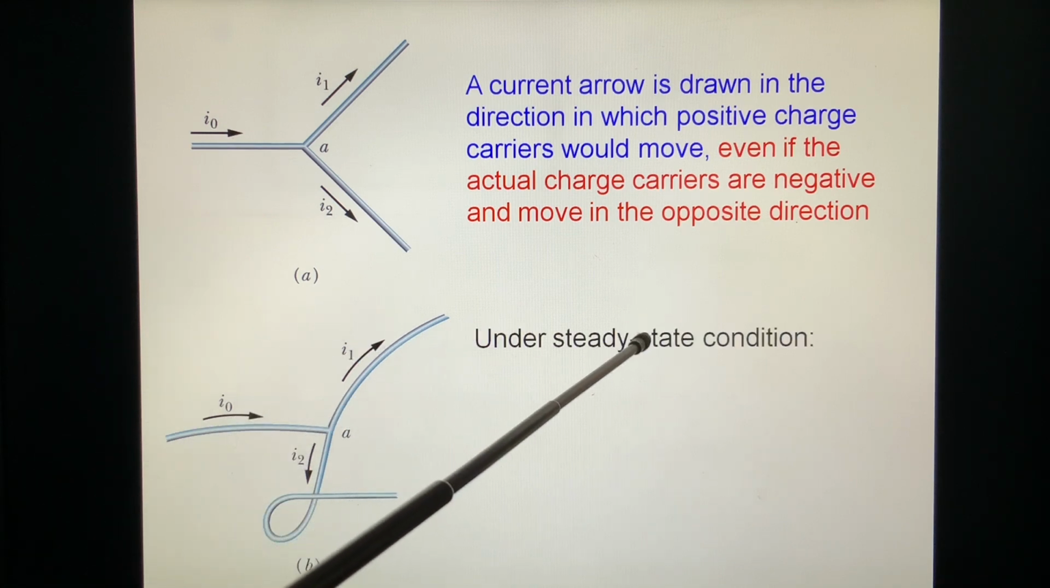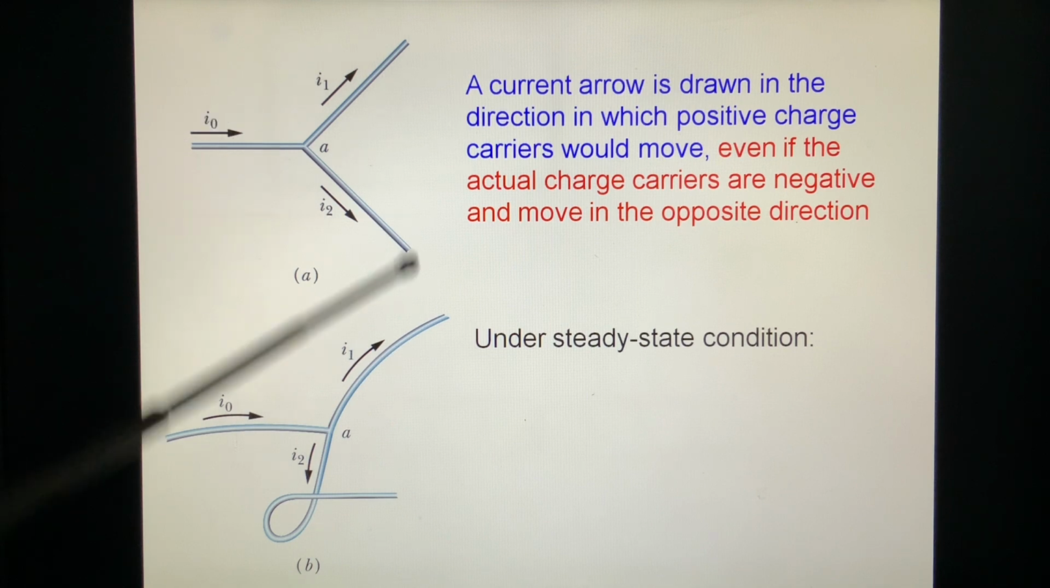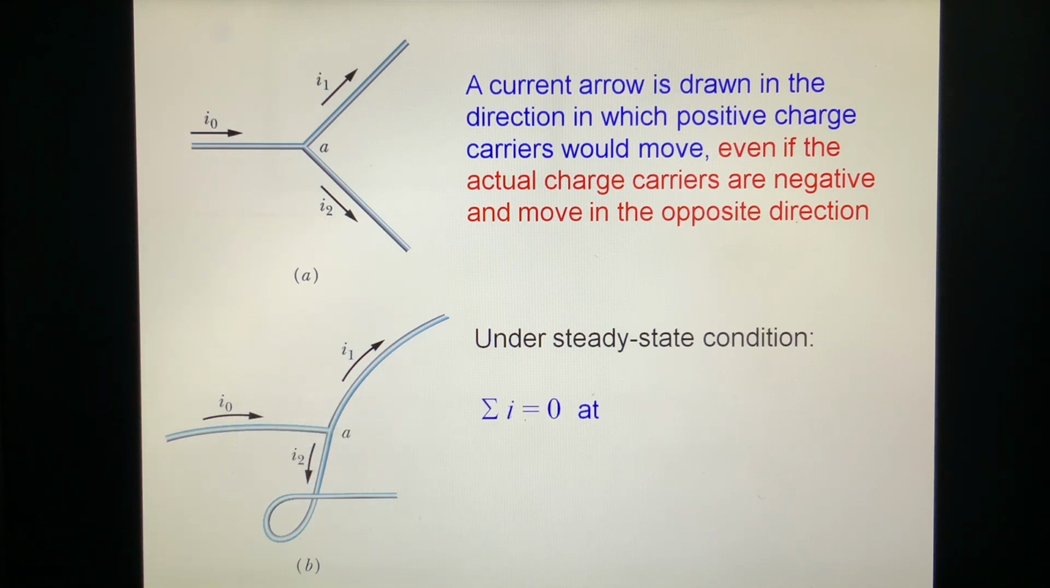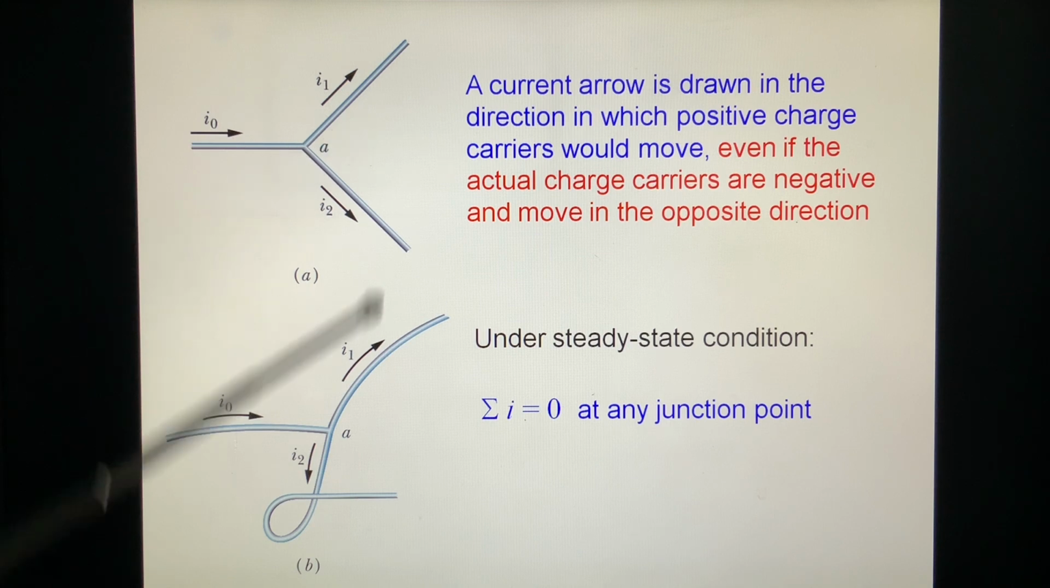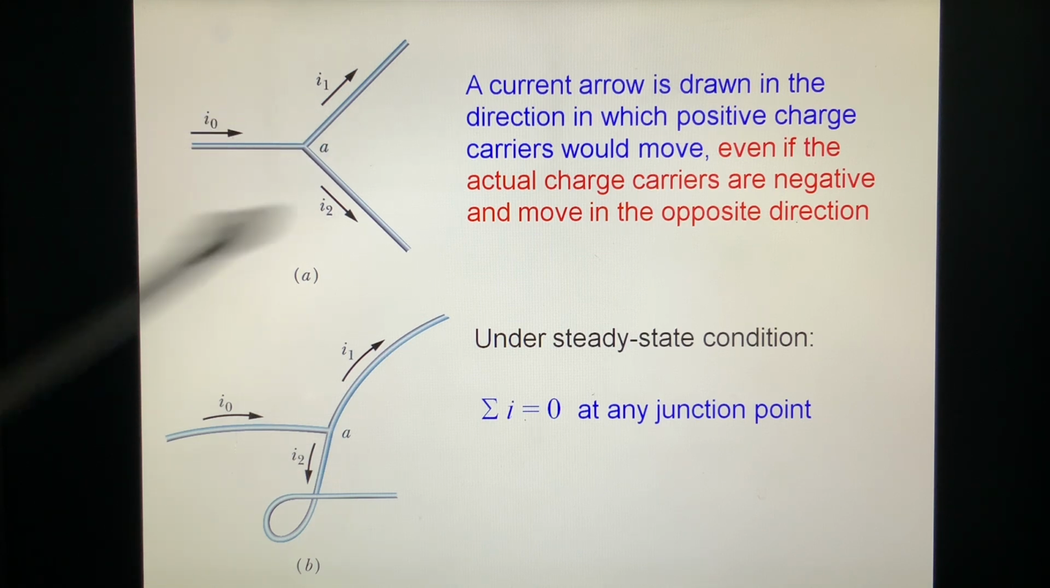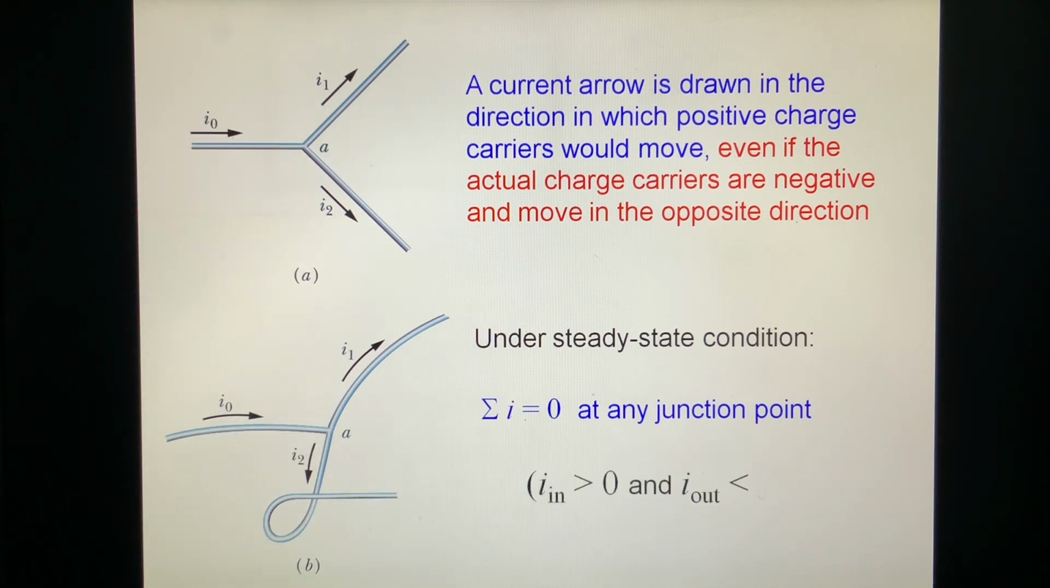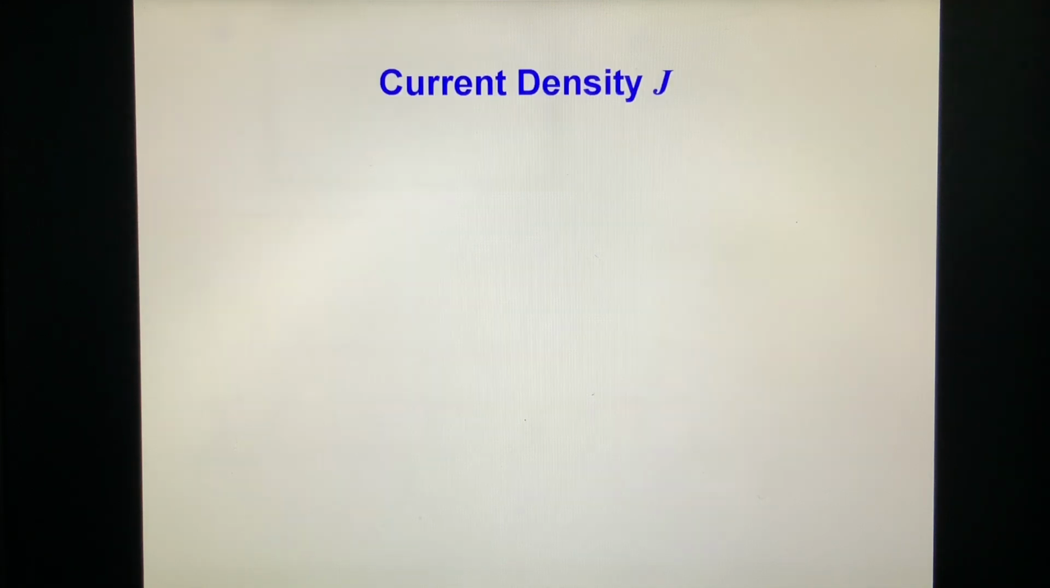Under steady state conditions, with no charge stuck somewhere, the sum of I equals 0 at any junction. You have 3 connections, called a junction. At any junction, the sum of I equals 0. What does this mean? This means the current flowing into the junction equals the current flowing out of the junction. The current flowing into the junction is positive. The current leaving the junction is negative.